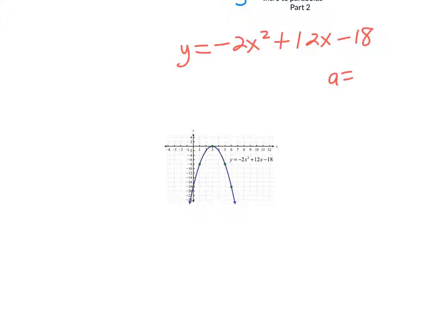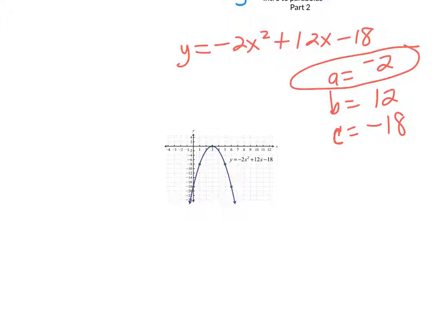So again, a lot of times as you're learning more things about parabolas, you're going to have to come up with the a value, the b value, and the c value. The a is the term that's in front of the x squared. That's our -2. The b is the number in front of the plain x. That's a +12. And the c value is the plain old number that has no x's at all attached to it, and that's negative 18.